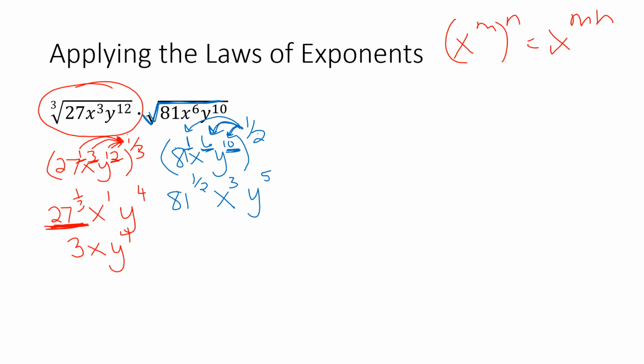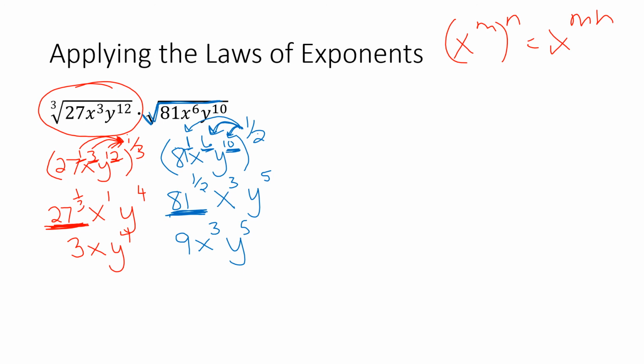Now you've got a number here, 81 to the 1/2 power. You can type that in your calculator. 81 to the 1/2 power is 9. So you've got 9x cubed y to the 5th.